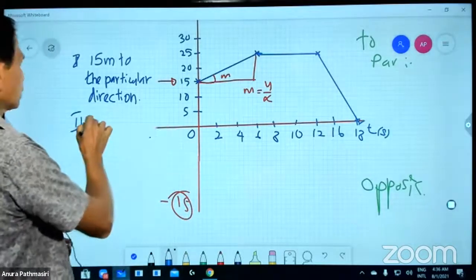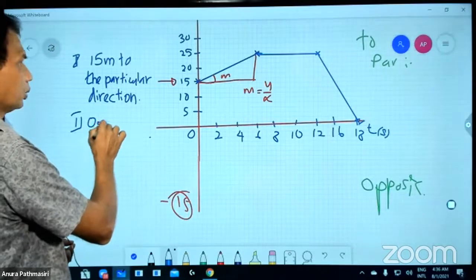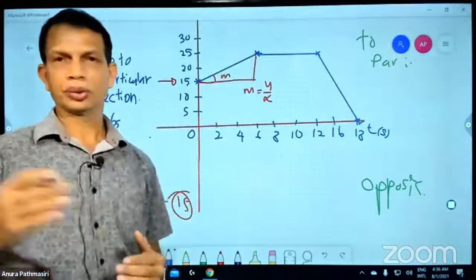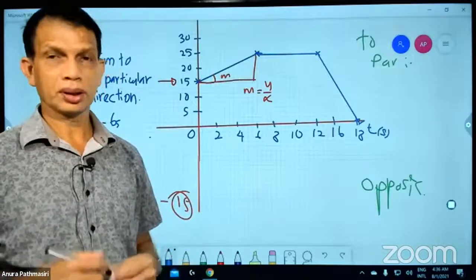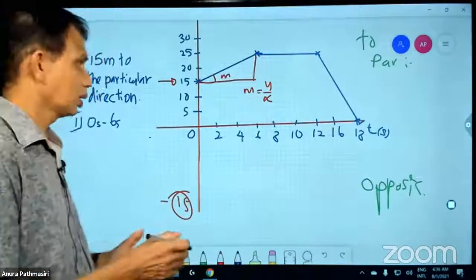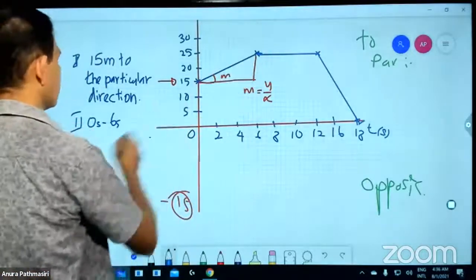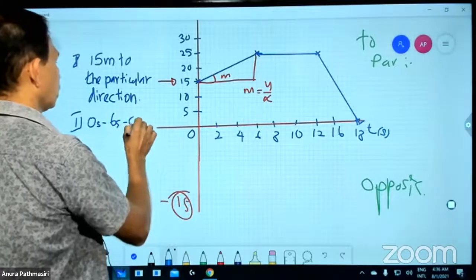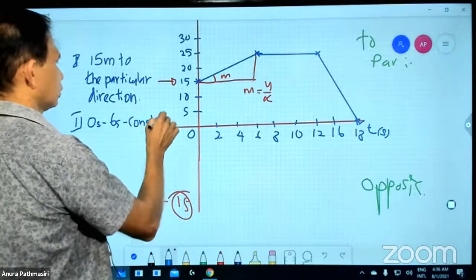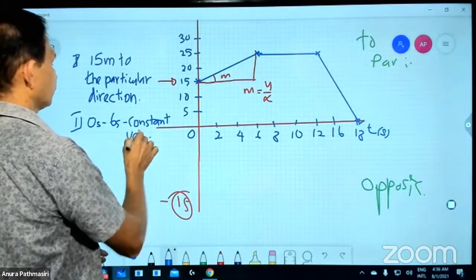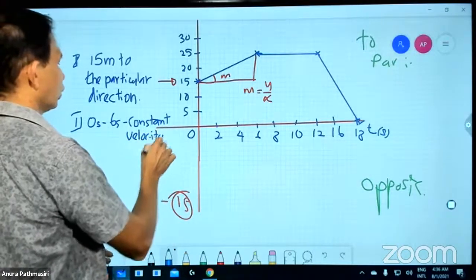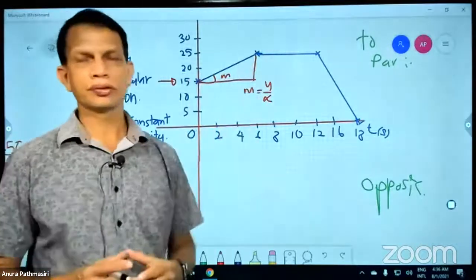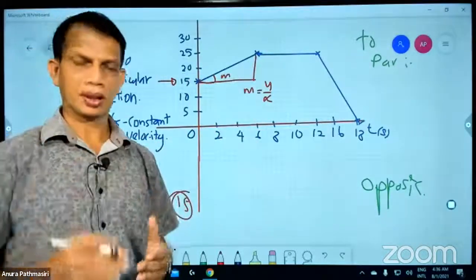So the answer for the second part, first question, 0 second to 6 second: the nature of the motion is constant velocity. It is constant velocity, or we call uniform velocity. The velocity is uniform, gradually changed.